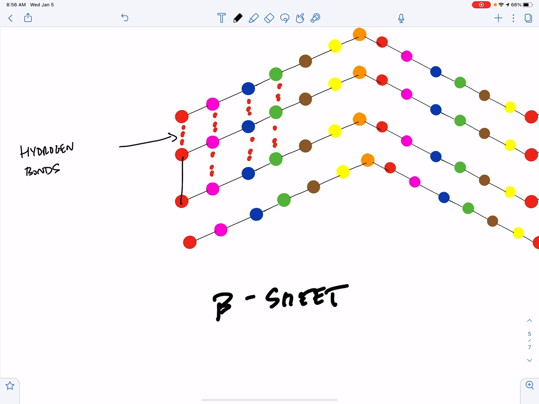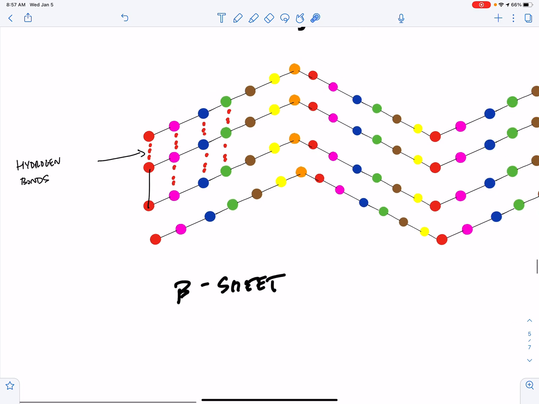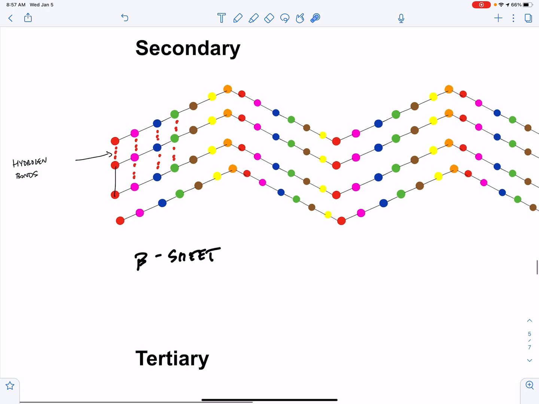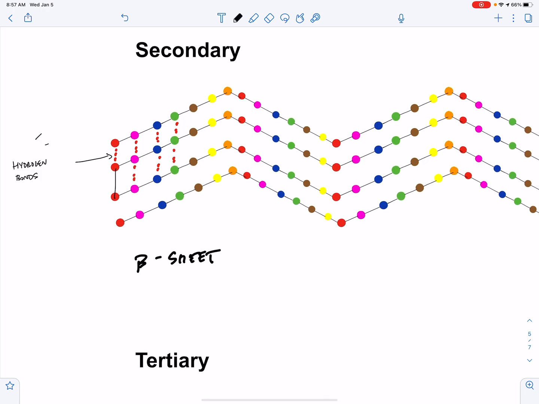So the same type of bonds that hold water molecules together with each other, so cohesion or adhesion, water to other things, the same type of bonding is happening here between the amino acids that are in their primary structure. So the secondary structure is held together with hydrogen bonds.